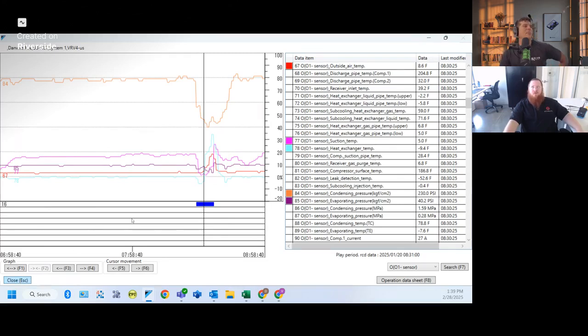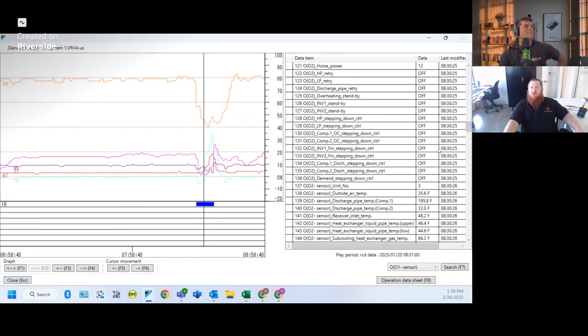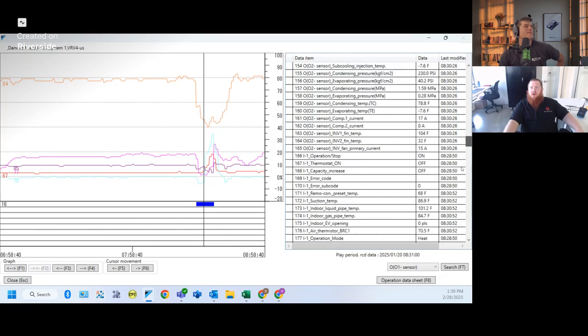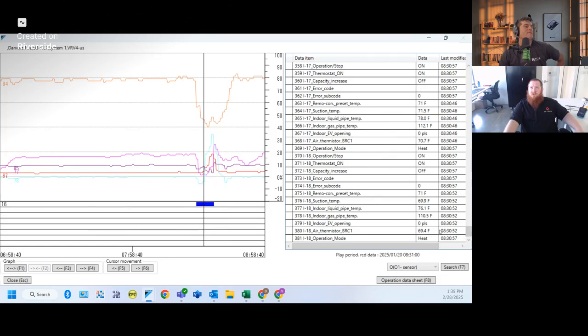I mean, overall, this data set isn't terrible. The indoor units do look like they're trying to achieve heat, but I just don't think there's enough refrigerant to feed all of them in a load, so that's why we're getting hotter than we like.